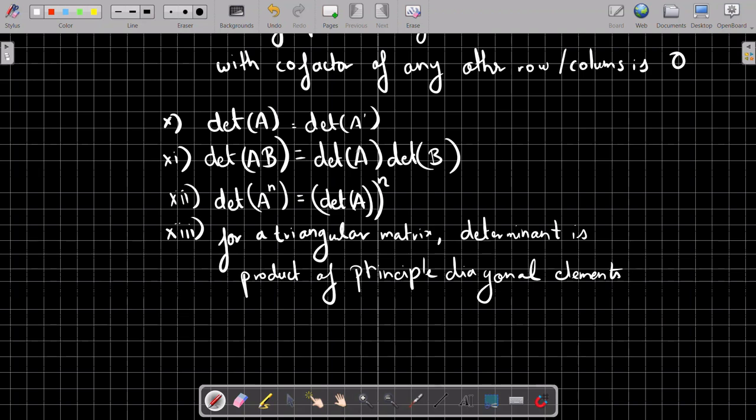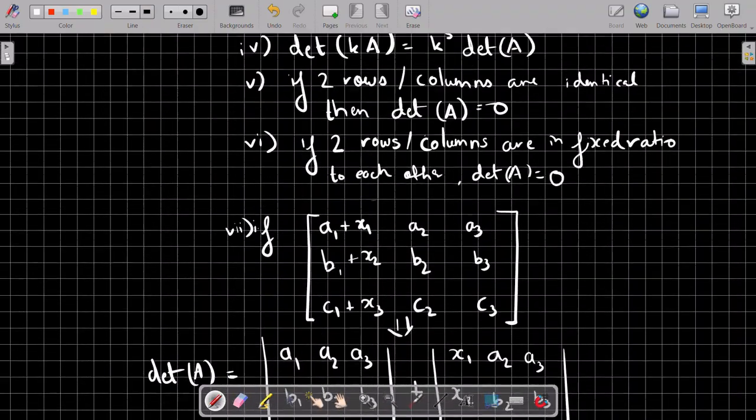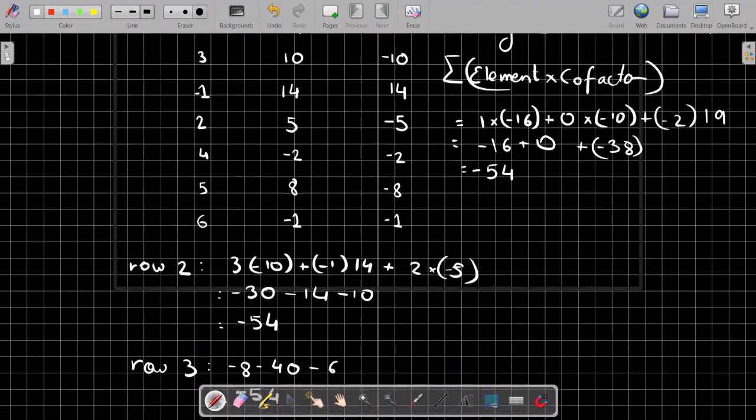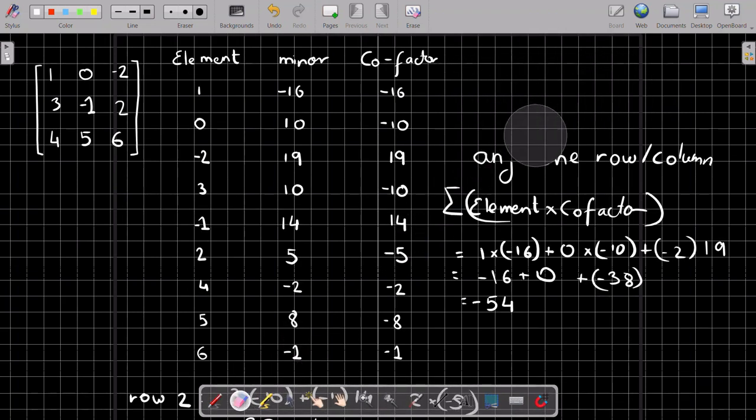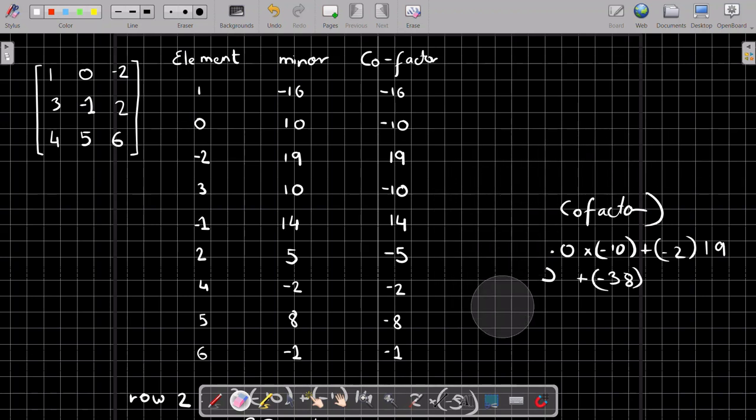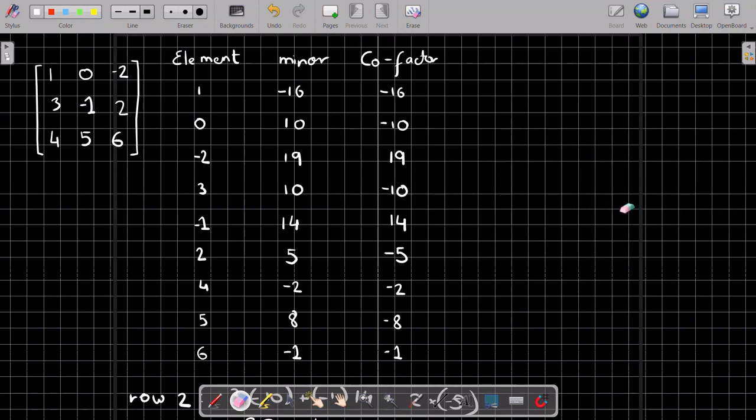Now let's one by one check these properties by looking back at our example matrix. So this was our example matrix, right? Let's delete this for now because we are checking the properties. Our first property said if each element in a row or column is 0, then the determinant of A becomes 0.